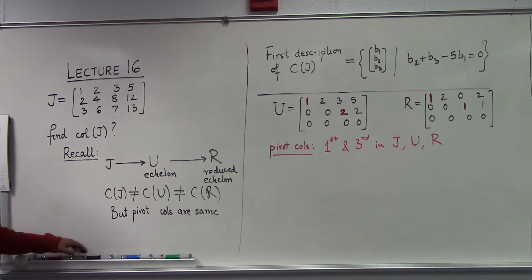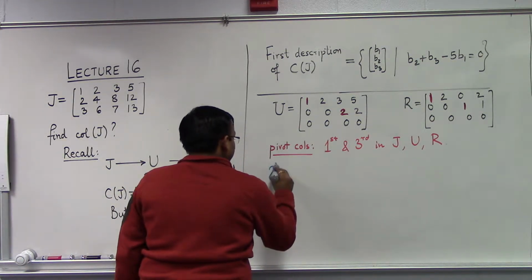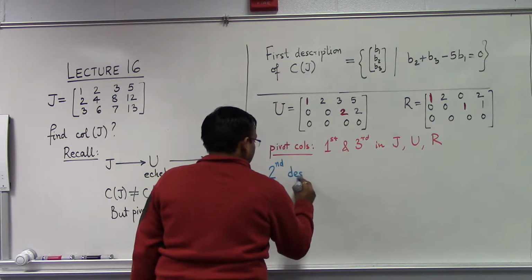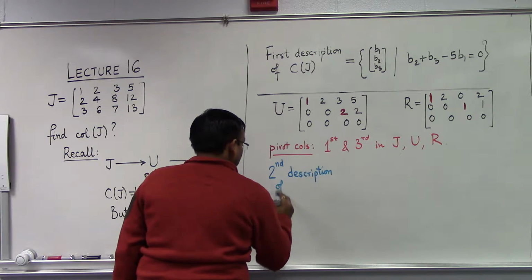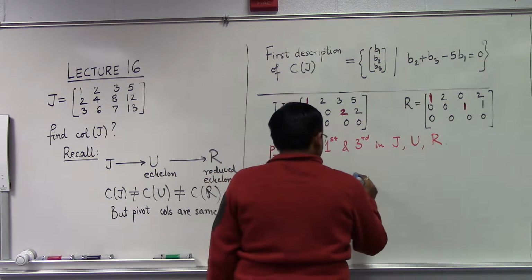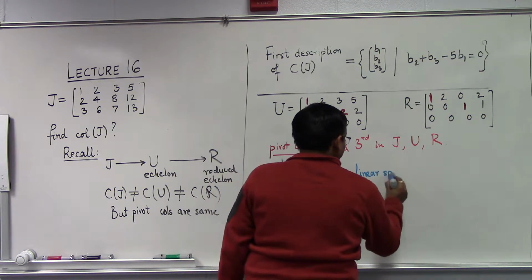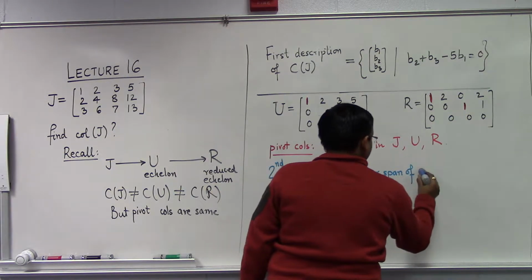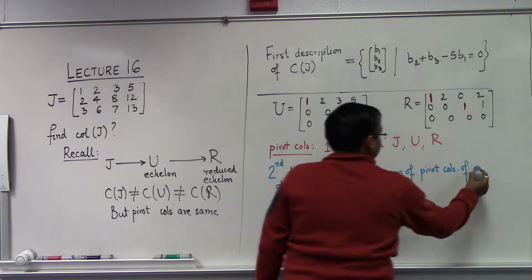So let's see how does this help us. What could be an alternate description? See, what I can do is I can also say that my second description of my column space would be as follows. I can say it is the linear span of the pivot columns of J.